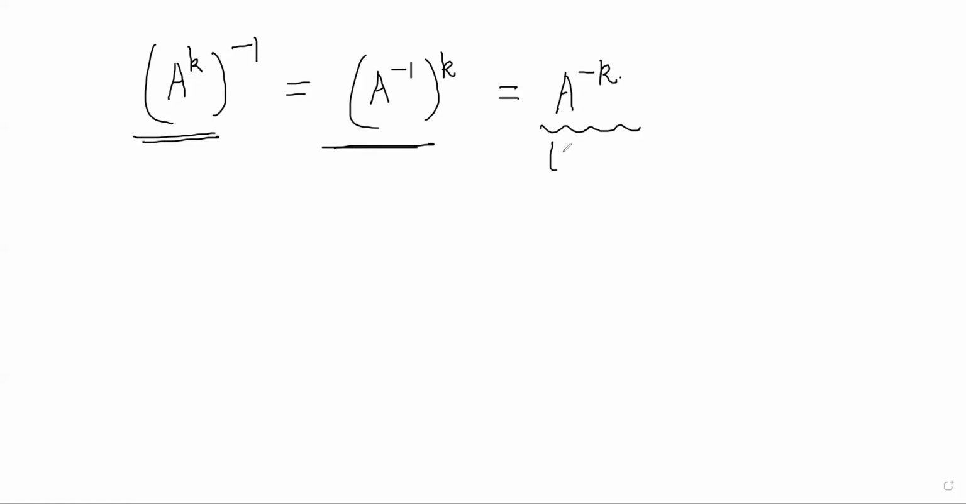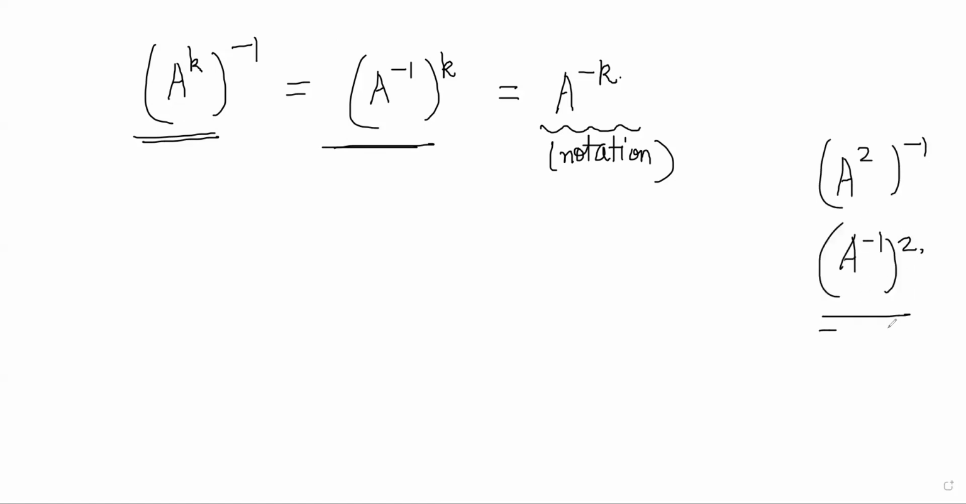I mean, it is a notation. The meaning is this. So the point is that if you want to find A square's inverse, you can do it by doing A inverse and squaring it. That is the advantage.